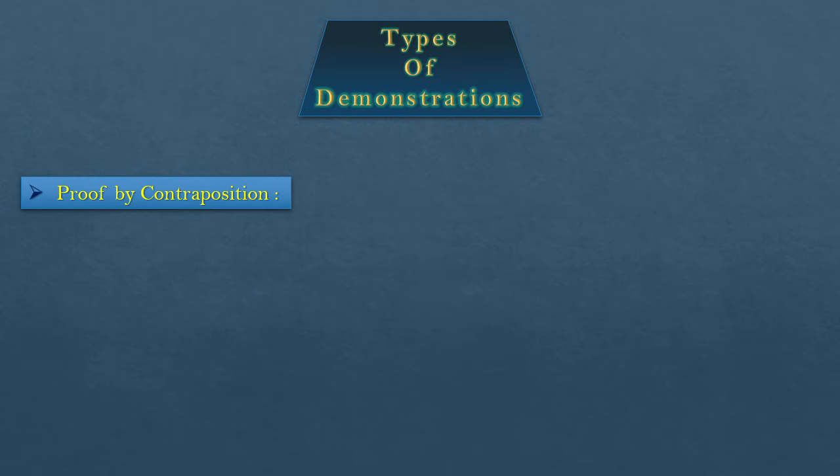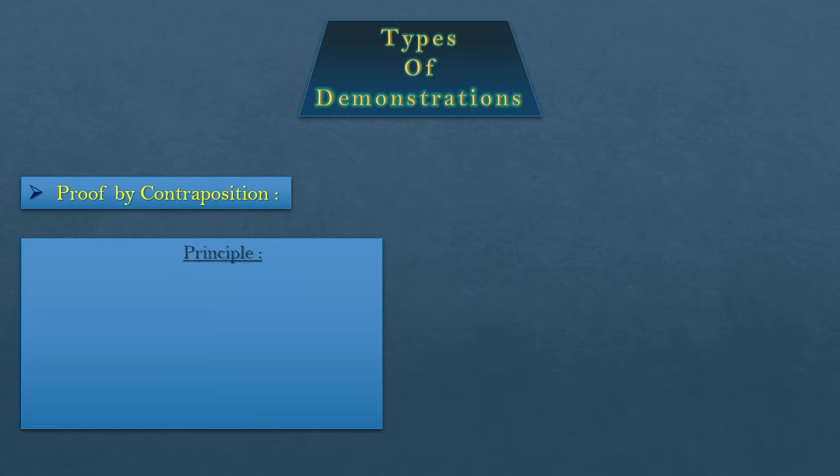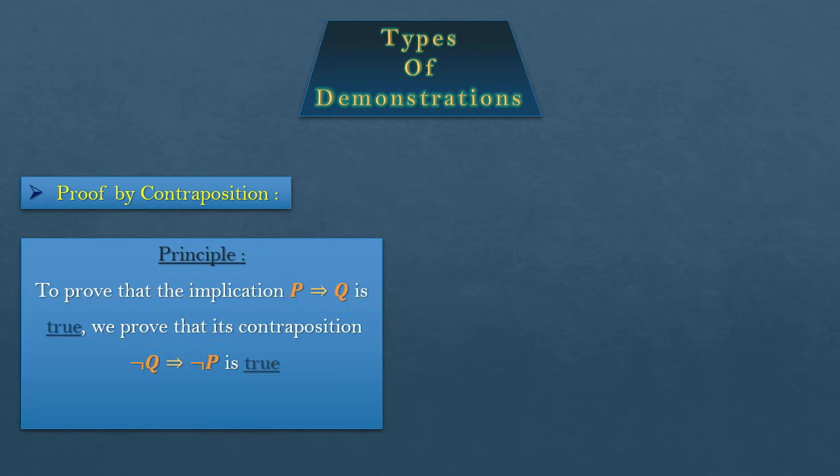So this kind of proof is known as the proof by contraposition, and the principle on which it relies states that in order to prove that a proposition P implies the proposition Q, we prove its contrapositive statement, which is not Q implies not P. And we have its logical syntax, which is P implies Q if and only if not Q implies not P.